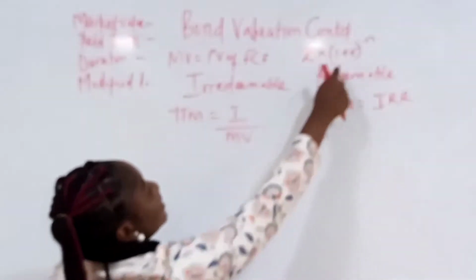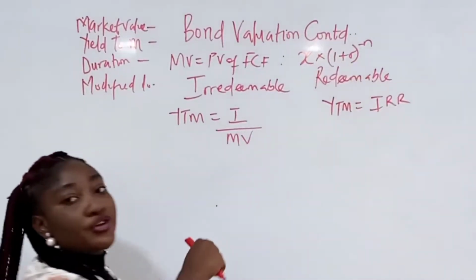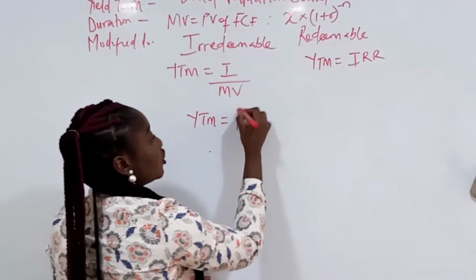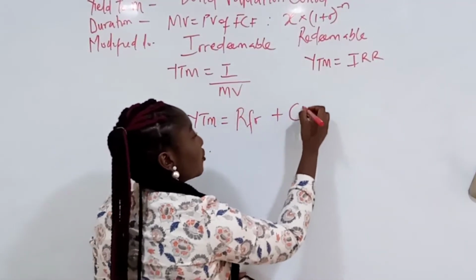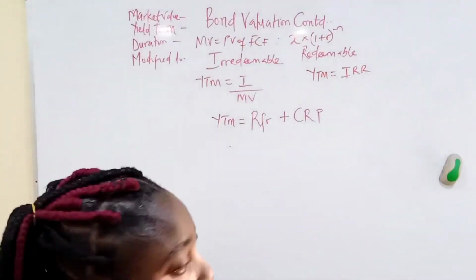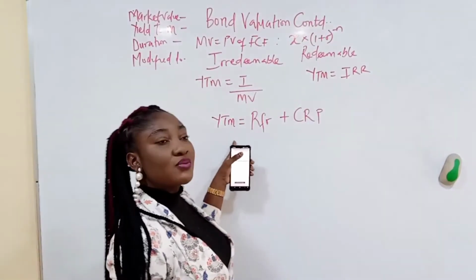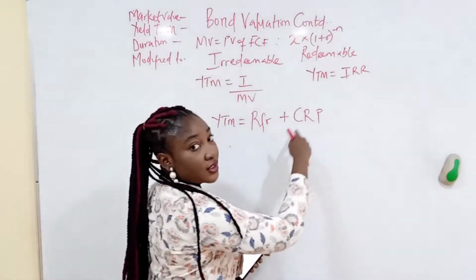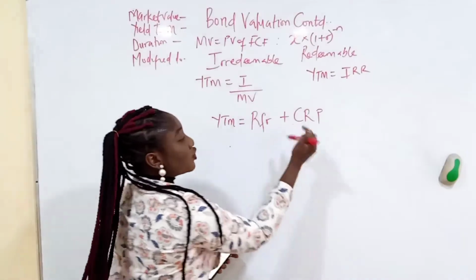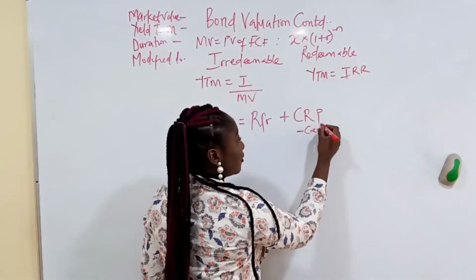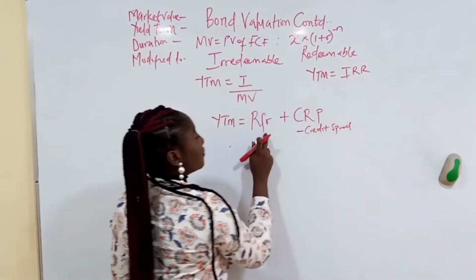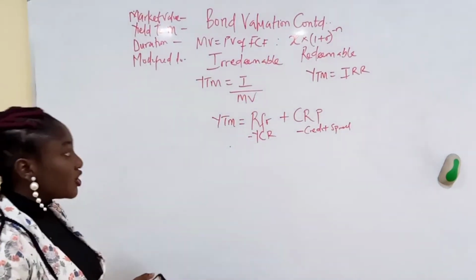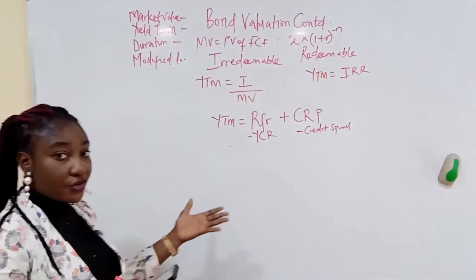So now this r is the yield to maturity. What are you using to discount? This is the formula: yield to maturity is equal to your risk-free rate plus your credit risk premium. When we're doing cost of debt, there is a way we estimate KD from the capital asset pricing model, which says risk-free rate plus credit spread. So this one you can also call the credit spread. This is the risk-free rate. You can also call it the yield curve rate. There are different terminologies that you can come across in questions.